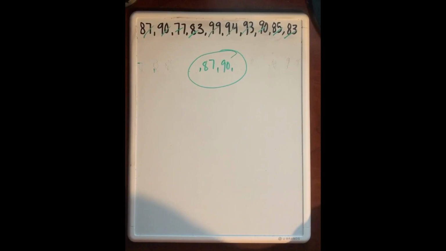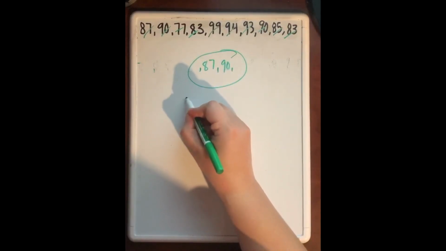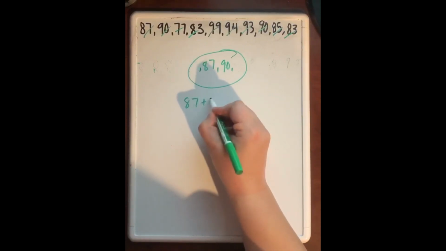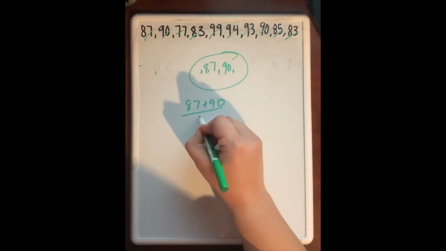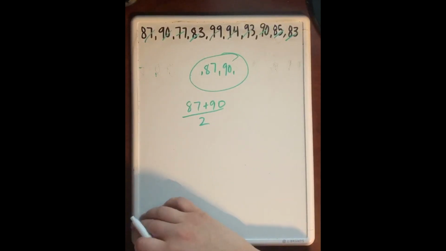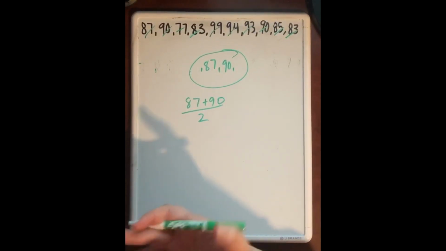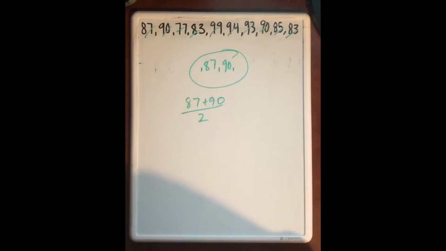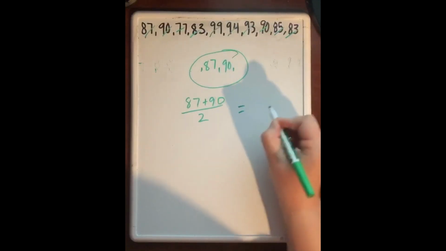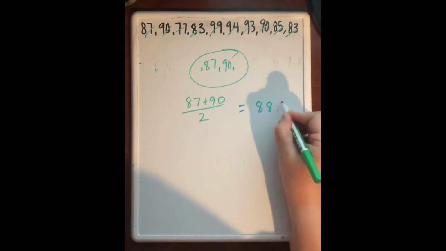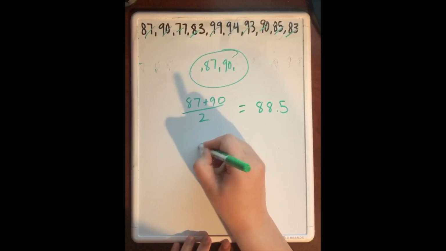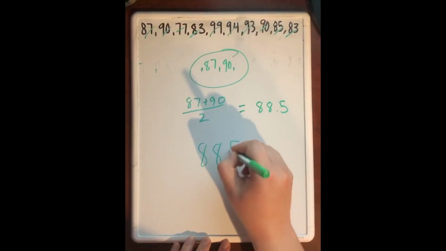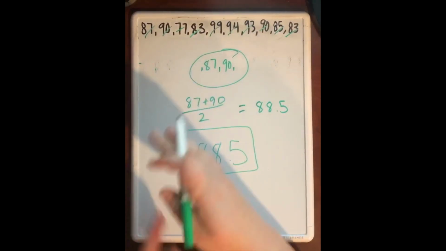So now I need to find the average of these 2 middle values, and I do that by doing 87 plus 90 and dividing that by 2. The reason I'm dividing it by 2 is the same way when you're finding the mean, you divide it by how many data values you have. So when I do 87 plus 90 and divide that by 2, I get 88 and 5/10. So 88 and 5/10 is the median of this data set.